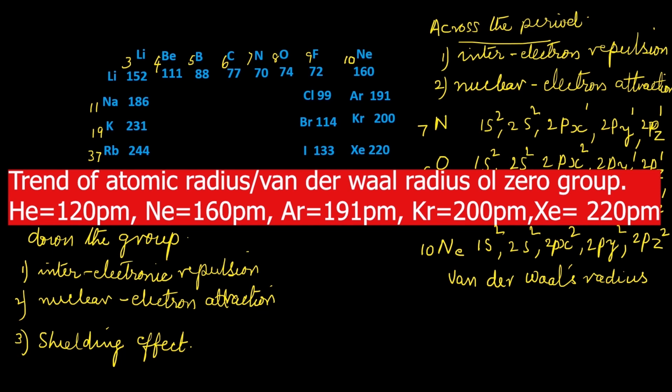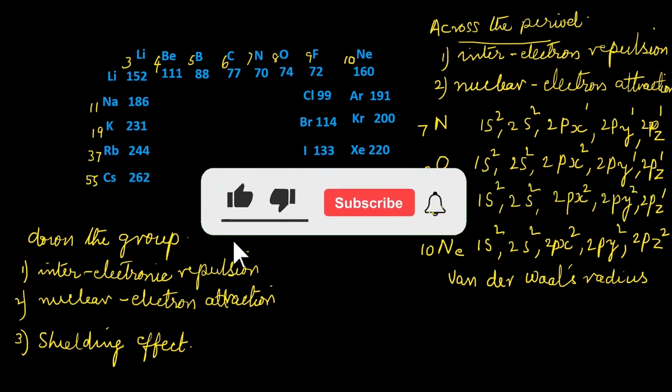And within the zero group also, the van der Waals radius goes on increasing. For example, the van der Waals radius, which is the atomic radius for helium, neon, argon, krypton and xenon, is equal to 120, 160, 191, 200 and 220 picometer respectively. With this, we have completed the discussion on periodic trend of atomic radius.